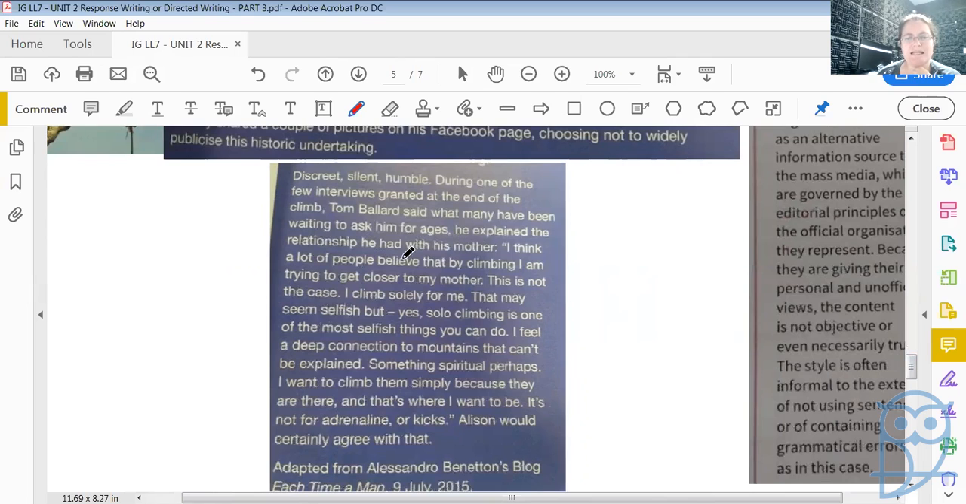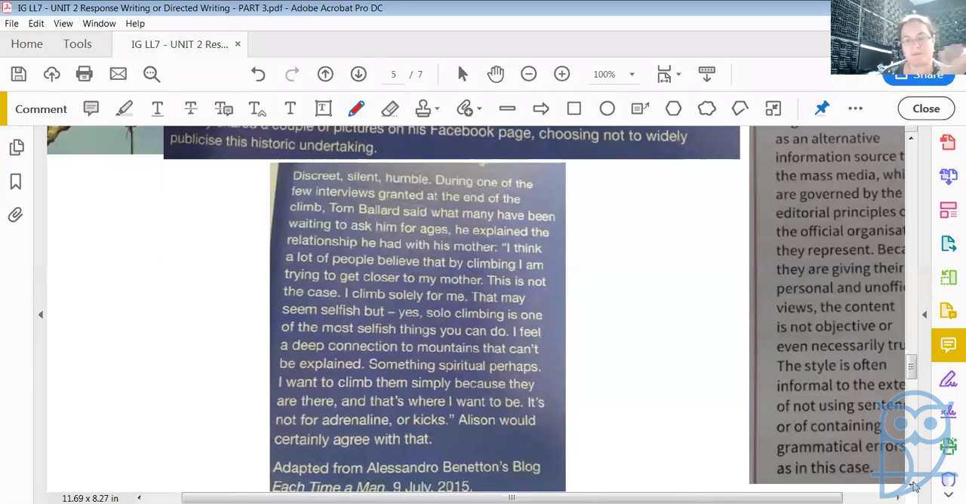I think a lot of people believe that by climbing, I am trying to get closer to my mother. This is not the case. I climb solely for me. That may seem selfish, but yes, solo climbing is one of the most selfish things you can do. I feel a deep connection to mountains that can't be explained. Something spiritual, perhaps. I want to climb them simply because they are there, and that's where I want to be. It's not for adrenaline or kicks. Alison would certainly agree with that.